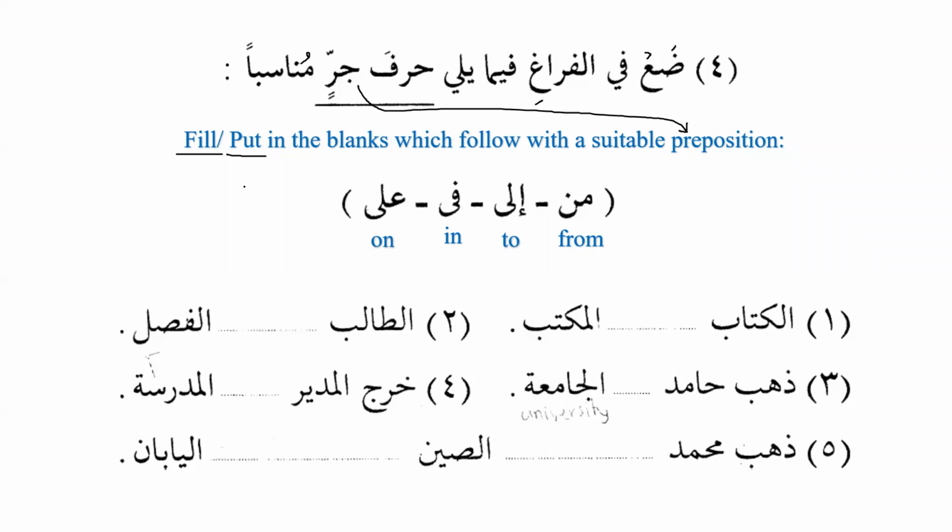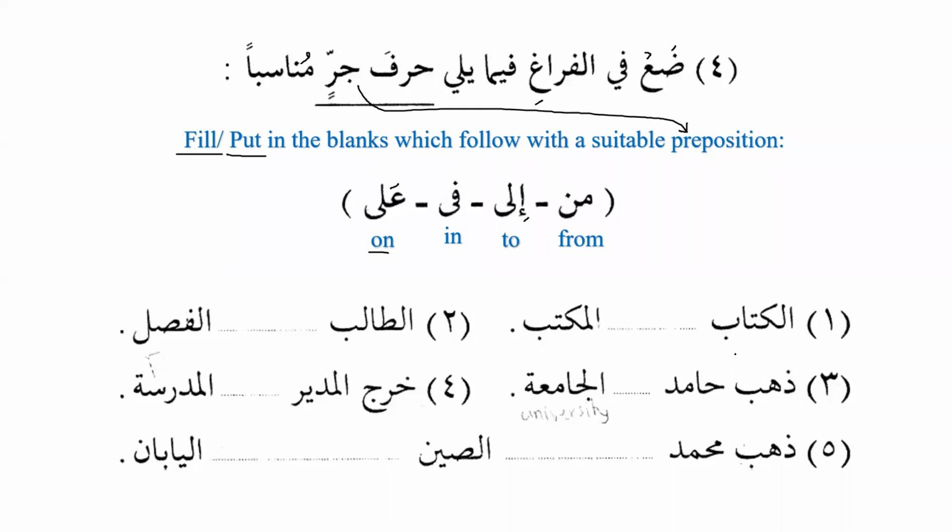with a suitable preposition. So now we have 4 prepositions we can see over here. Min, you have already learned about it. It means from. Ila means to. Fi means in. And ala means on. Look at the preposition. Ila and ala. So the pronunciation is different. Please focus on the pronunciation as well.